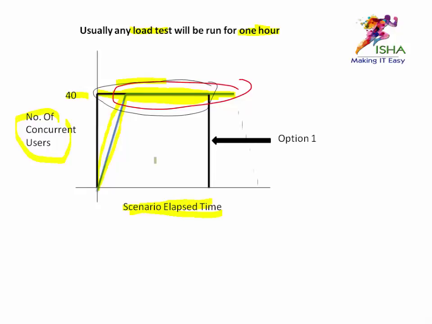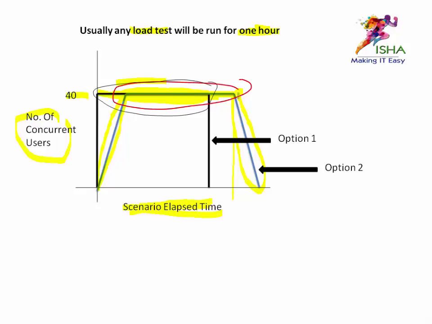Okay. Now once your test is done, you don't stop all of them at once. You stop one by one slowly. You know why? What is the hurry? You stop one by one slowly. So that's your option 2.